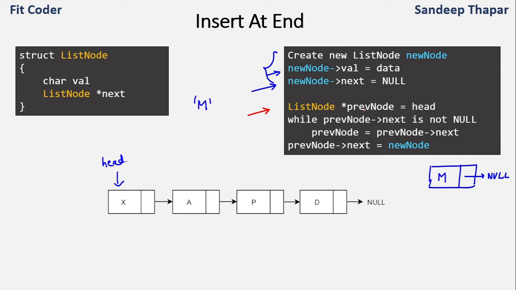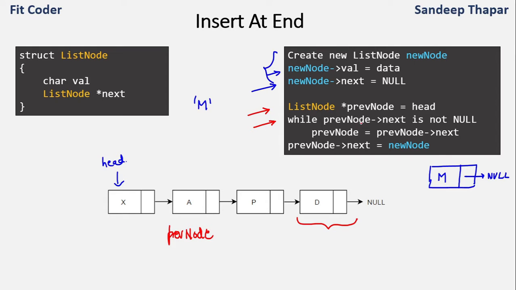In the next step, we create a variable previous node with the value as head. So previous node is also pointed here. Now we run a while loop till previous node next is not equal to null. The node next will be null for this last node, because the next of this last node is null. So we are iterating this linked list one step at a time. We come here while previous node next is not equal to null, so we increment previous node to previous node next. So previous node will now come to A.